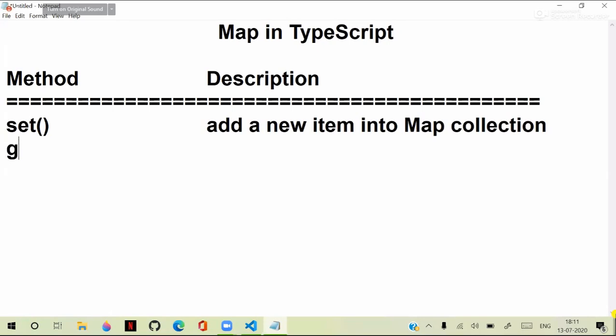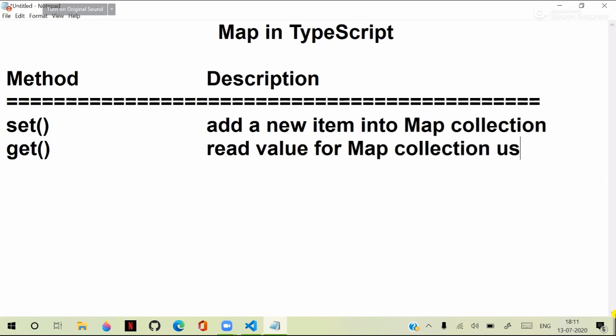get. So that is generally used to get the value. That means how we can get the value from the map. How we can read the value from the map and use the value. So that means read value from map collection, using a key reference. And we have an option like delete.